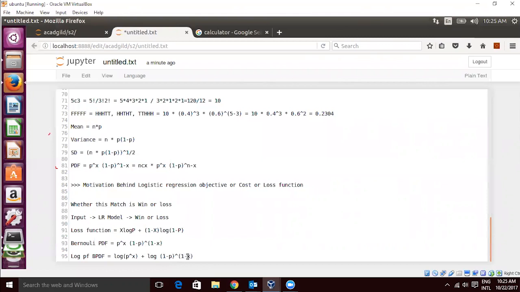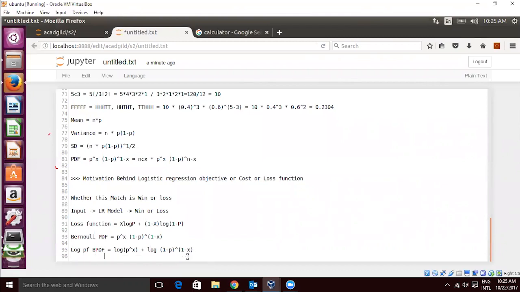If you don't know the log probability, that is not a problem. Log is basically the vice versa of the exponential function. So this will come from here: x times the log of p, because there is something called the power rule in log. When it has a power, it means something like this.